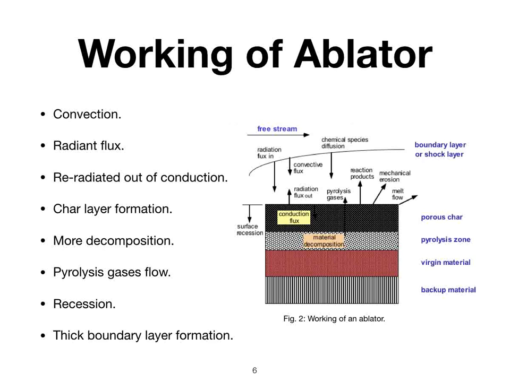The char layer reaction may be oxidation, sublimation, and others, and the recession caused may be either exothermic or endothermic. As the pyrolysis gases formed at the surface blow into the boundary layer, they thicken it and reduce the convective heating.